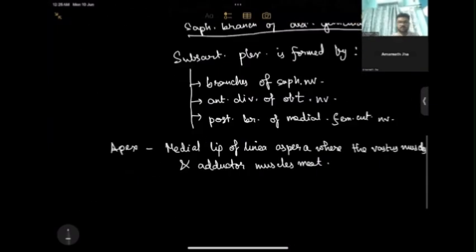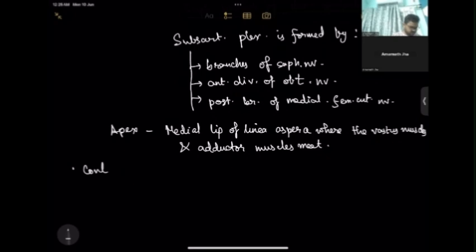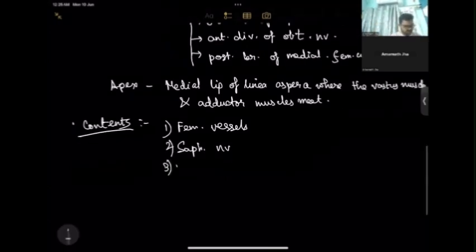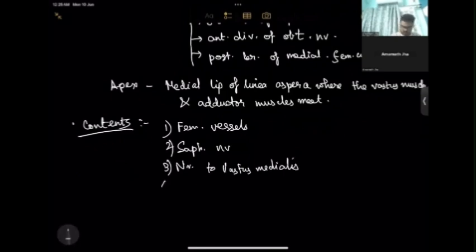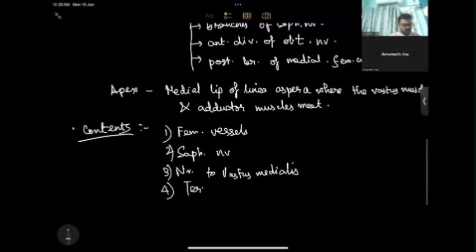Now, coming to the next point. Contents, very important. For any type of structure like a fossa, a triangle, a canal, you have to mention the boundaries and the contents. Femoral vessels. You don't need to write femoral vein, femoral artery separately, just femoral vessels, finish. Then the saphenous nerve. Then we have the nerve to vastus medialis. Something which is not shown here, the terminal part of the profunda femoris vessels.